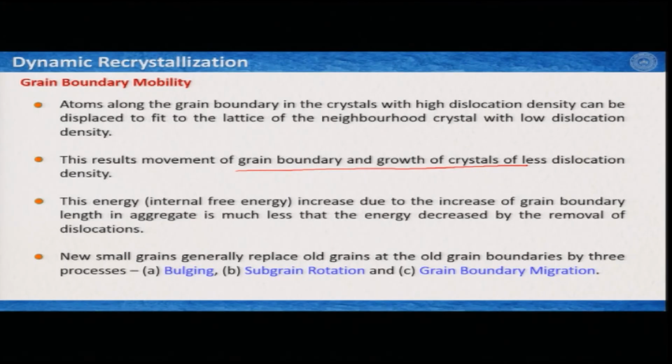Now, dynamic recrystallization happens by 3 mechanisms. Old grains are replaced by new grains, and as I said, it happens by 3 mechanisms. These are bulging, subgrain rotation and grain boundary migration. I must remind you at this stage, these are some basic processes: bulging, subgrain rotation and grain boundary migration. You can consider these as 3 basic stages of the evolution, but many things can happen in between, and one can influence another greatly.